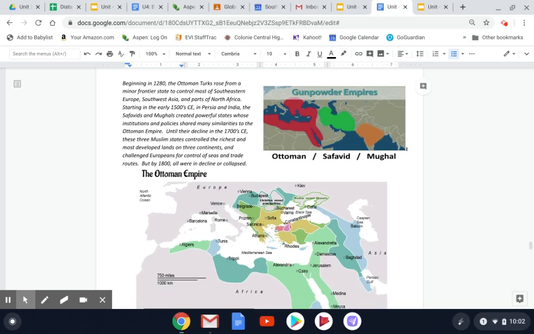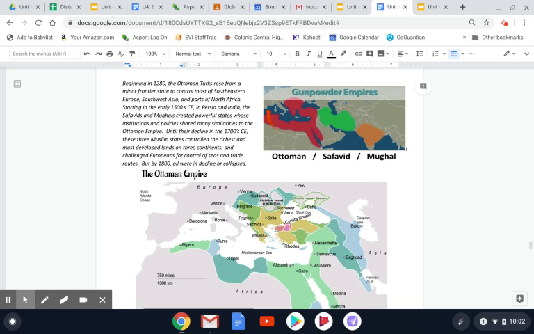Until their decline in the 1700s Common Era, these three Muslim states controlled the richest and most developed lands on three continents and challenged Europeans for control of the seas and trade routes. But by 1800, all were in decline or collapsed.